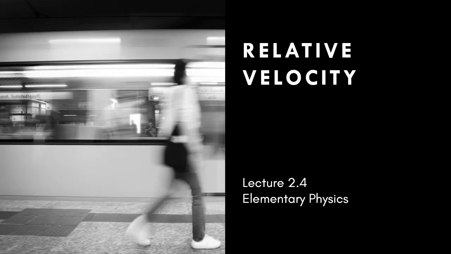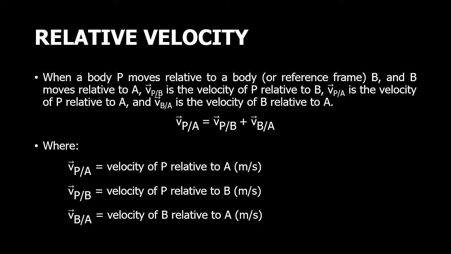We are now on our last lesson, which is the relative velocity. Relative velocity: when a body denoted by P moves relative to another body denoted by B, and B moves relative to A, which is also another body, so we have three bodies here.